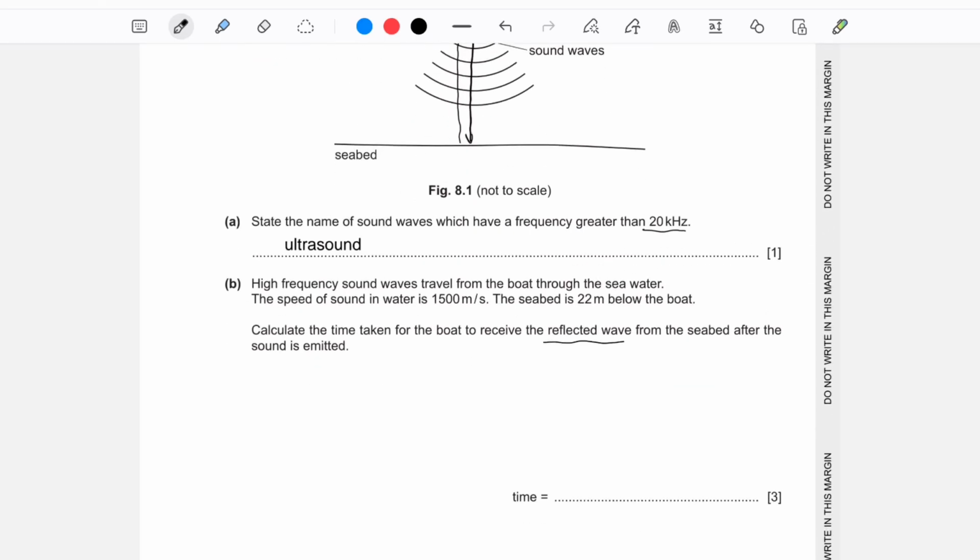In the reflected wave question, we have to use speed is equal to 2d by t. Time is equal to 2d by speed, and the distance is 22 meters divided by the speed, which is 1500 meters per second, and that would give 0.029 seconds.